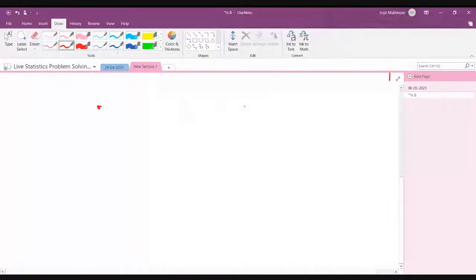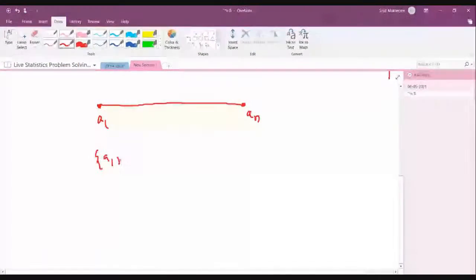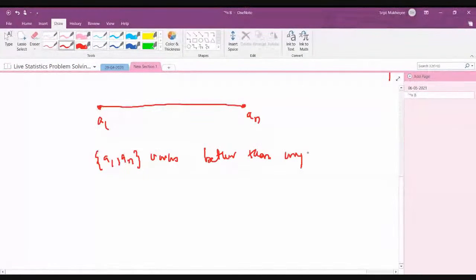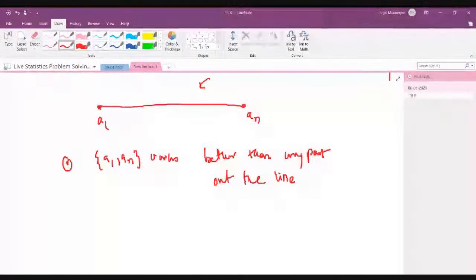Understand very carefully. We have got that the furthest points A1 and AN work better than any point outside the line. So the required point must lie inside AB, right? The required point must lie inside AB. This is very natural. So what will be the next step? Think about this now. What will be the next step? So therefore outside points are bad.